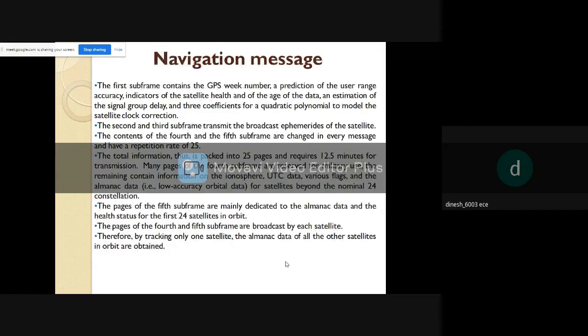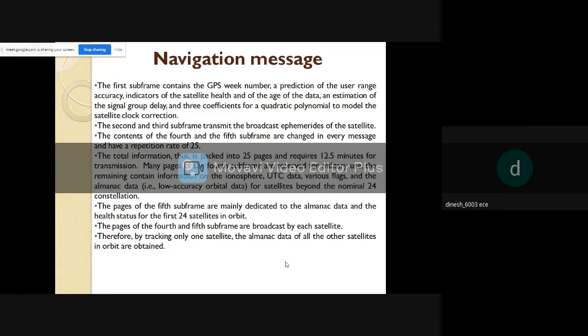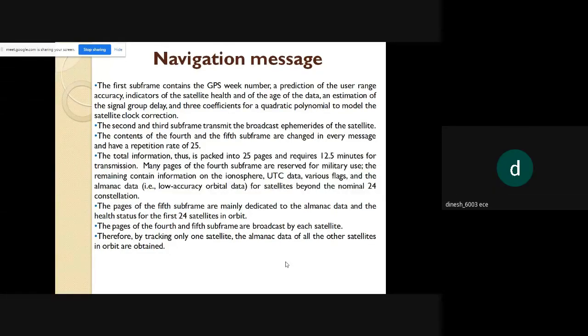So the subframes of the navigation message are used for specific purposes. The first subframe consists of the GPS week number, a prediction of the user range accuracy, which tells the user's range, and indicators of satellite health, like how much power is left, how much battery, how much is the lifetime of that particular satellite or device, and so on.